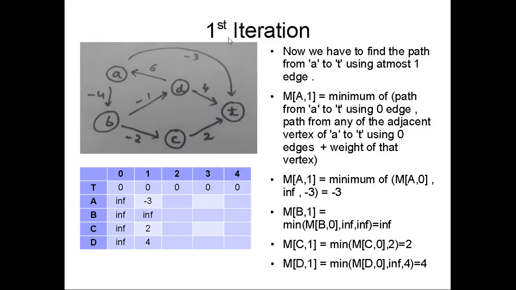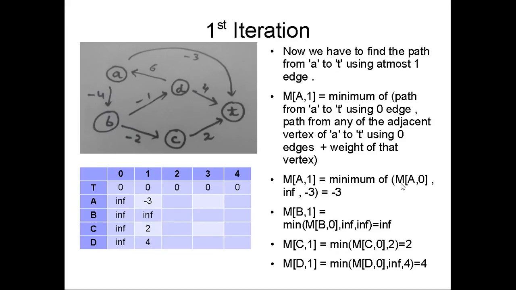Now we have to find the path from A to T using at most 1 edge. First of all, let us find M of A, 1. M of A, 1 equals the minimum of the path from A to T using 0 edges, and the path from any of the adjacent vertices of A to T using 0 edges plus the weight of that edge. So for M of A, 1, we can have a path from A to T using 0 edges or using 1 edge. So we have to find the minimum of both of them.